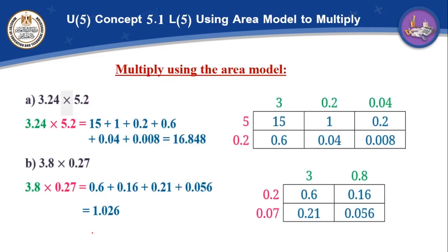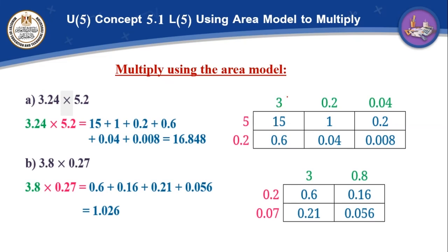Lesson 5. It's about using the area model to multiply. Example A: 3 and 24 hundredths multiplied by 5 and 2 tenths. This means I'm using the area model. So 3, then 2 tenths, then 4 hundredths makes 3 and 24 hundredths. Multiply 5 and 2 tenths. I write 5 first, then 2 tenths second. Then multiply digit by digit.